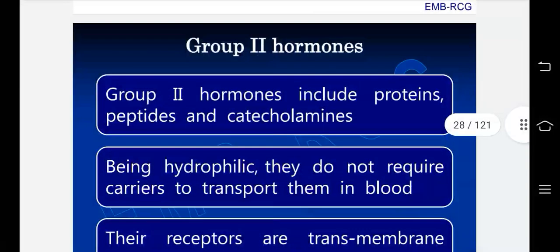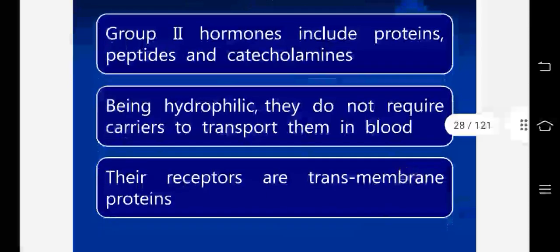Then group 2 hormones are there. Group 2 hormones include proteins, peptides and catecholamines, being hydrophilic. Just remember, they are not lipophilic, they are hydrophilic. That means lipophobic. They do not require carriers to transport them in blood.